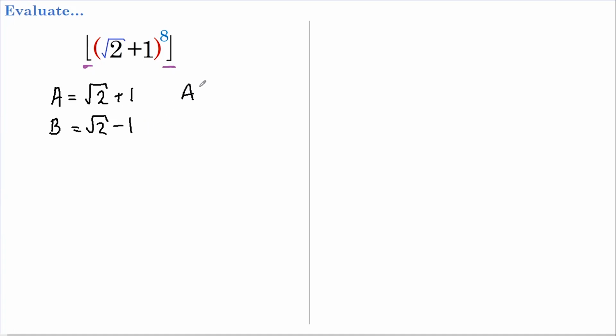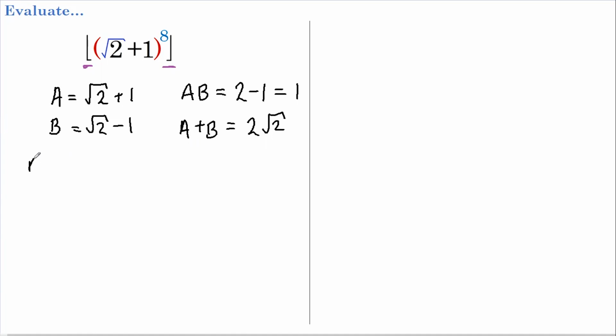So A times B equals root 2 times root 2, which is 2, root 2 times minus 1 and root 2 times plus 1, well, that cancels out, and 1 times negative 1 is negative 1. So this actually equals 1. And A plus B equals, well, the 1's cancel each other out, and we just get 2 lots of root 2.